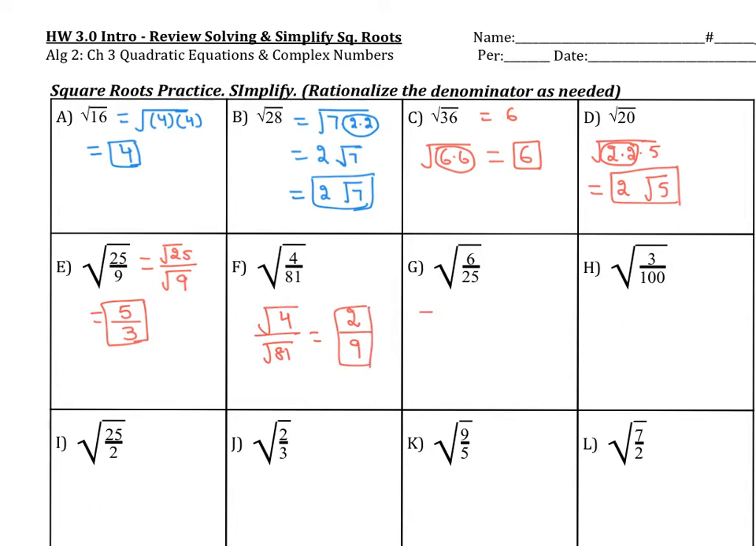For letter G, you're going to isolate square root 6 divided by square root 25. We don't have a perfect square for 6, and we cannot break that down, so it will stay as it is: square root of 6 divided by 5. For letter H, it's going to be square root of 3 over square root of 100. Square root of 3 would be as is, and square root of 100 would be 10. So square root 3 over 10.